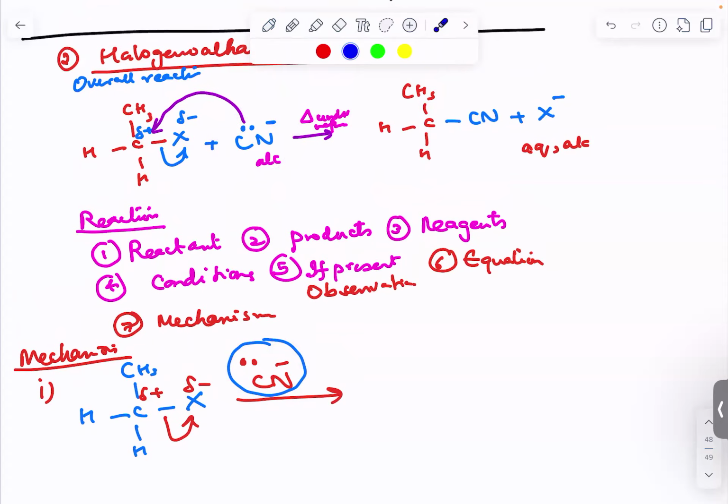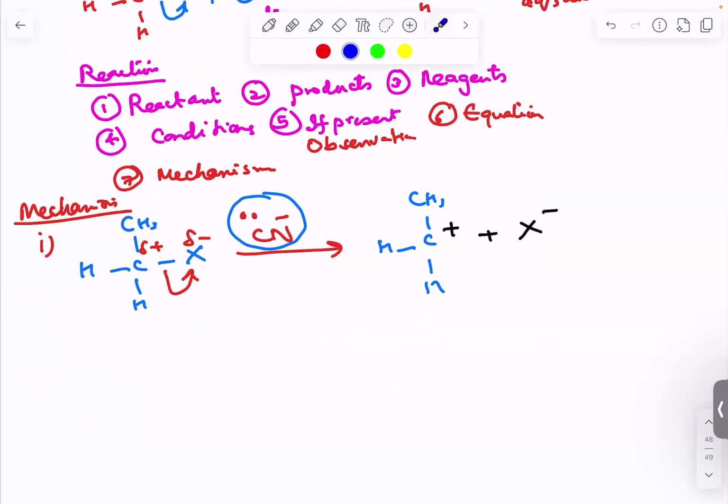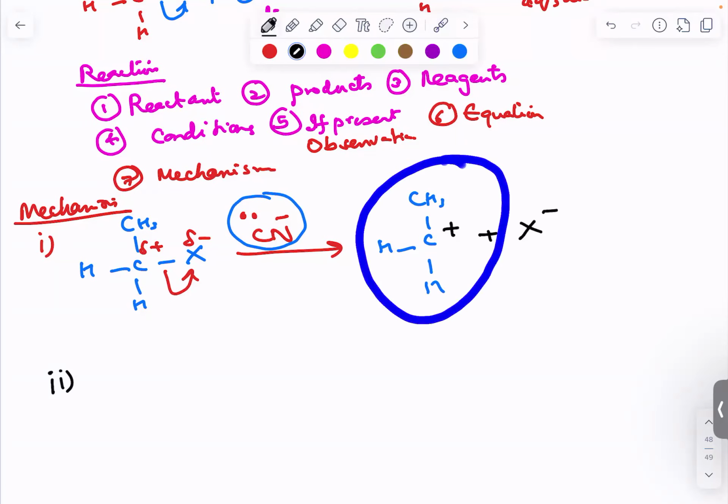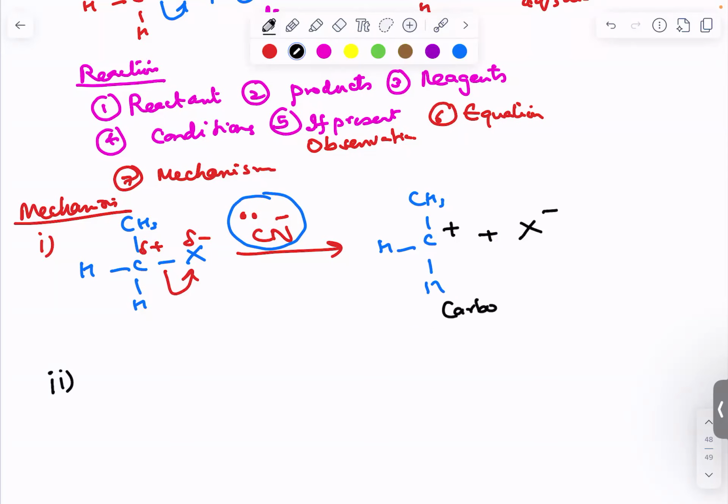So in the mechanism, in the first step, it is not taking part in the reaction, and we are getting CH3 CH plus, that is carbocation, plus X negative. Now see, there is no involvement of cyanide ion in the first step. However, as soon as I write the second step, I am going to copy this down. What is this called? This is called carbocation. We have already discussed it in detail.